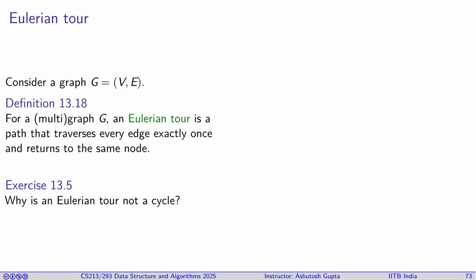Please note that this tour is not a cycle. Why is this not a cycle? Because a node can repeat itself. Edges are not allowed to repeat themselves.